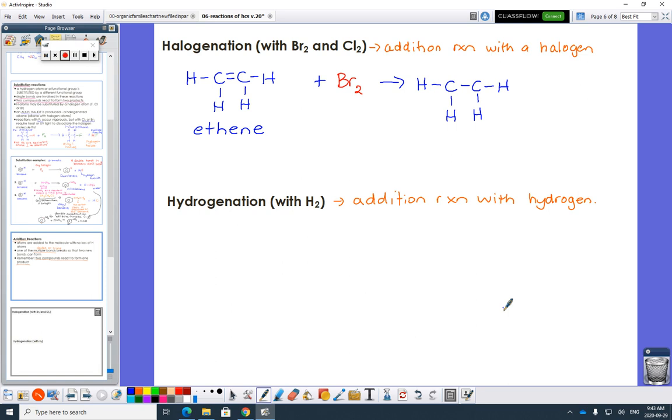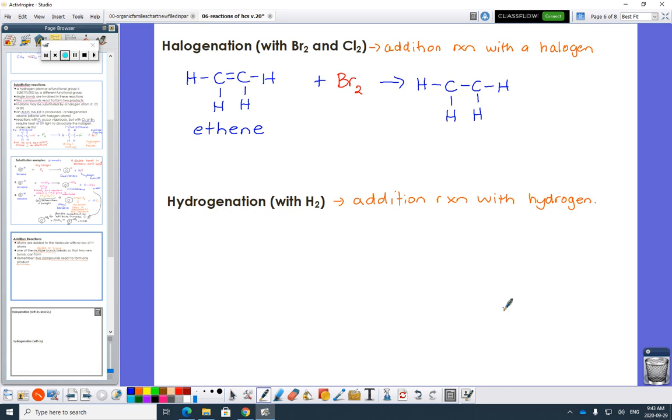Sometimes it's called breaking the double bond. Sometimes they'll even be fancy and say adding atoms across the double bond, which is just very fancy. If you have a double bond, it can make a single bond. Then single bonds have to be broken or substituted, okay?